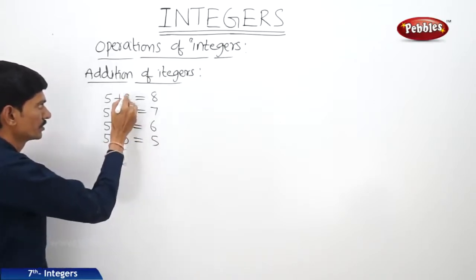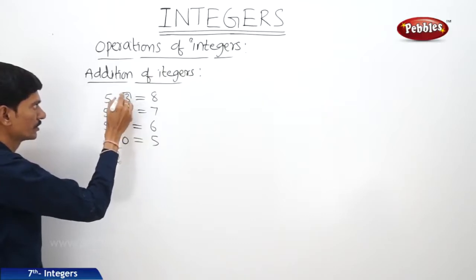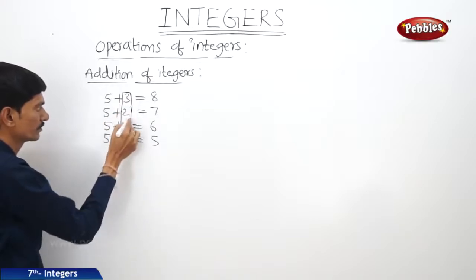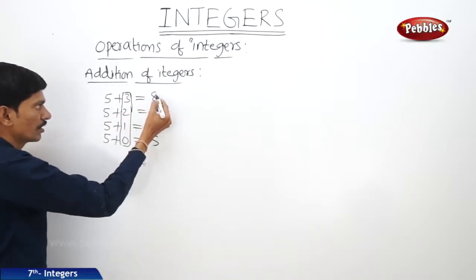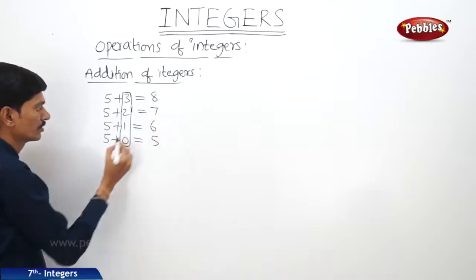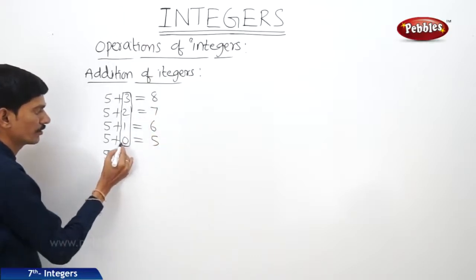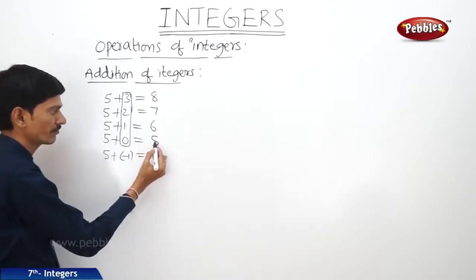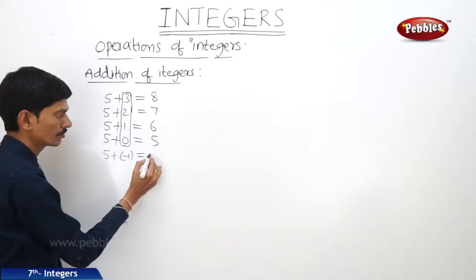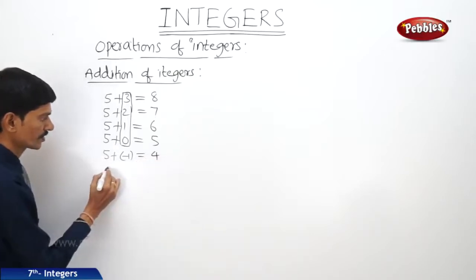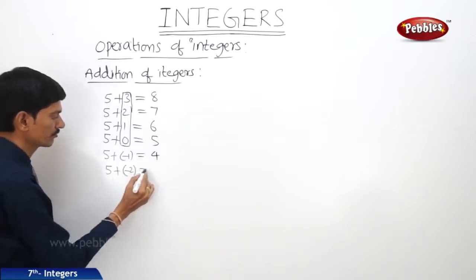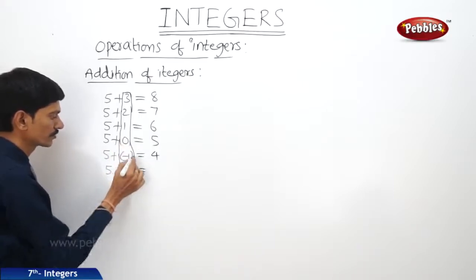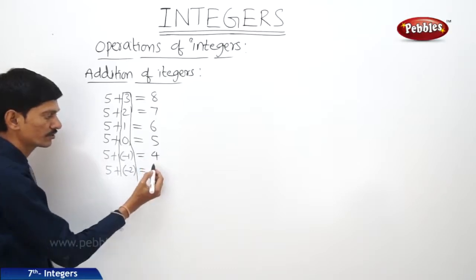Then when the number being added decreases by 1, the value of the sum also goes down by 1. Now 5 plus, again when you decrease 0 by 1, we get minus 1. So when you decrease 5 by 1, the result goes down to 4. Then 5 plus minus 2, here also the number being added is decreased by 1, so the value of the sum also decreases by 1.